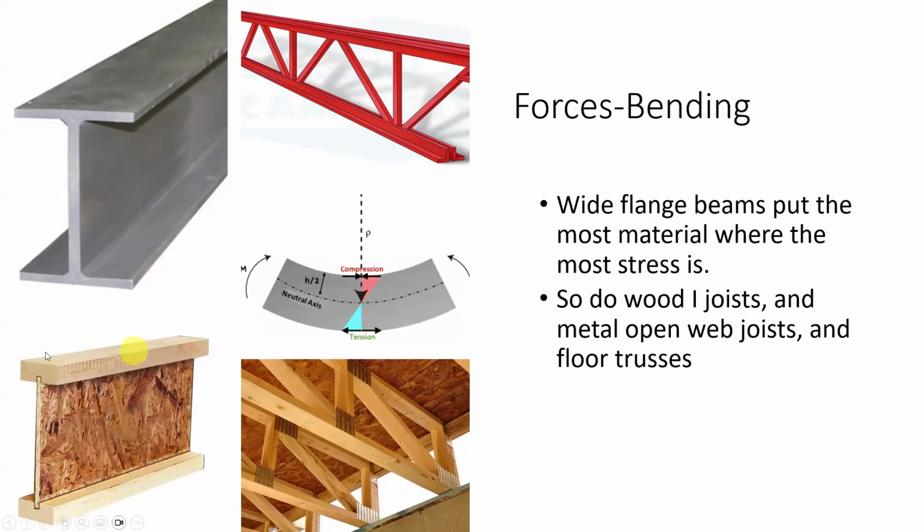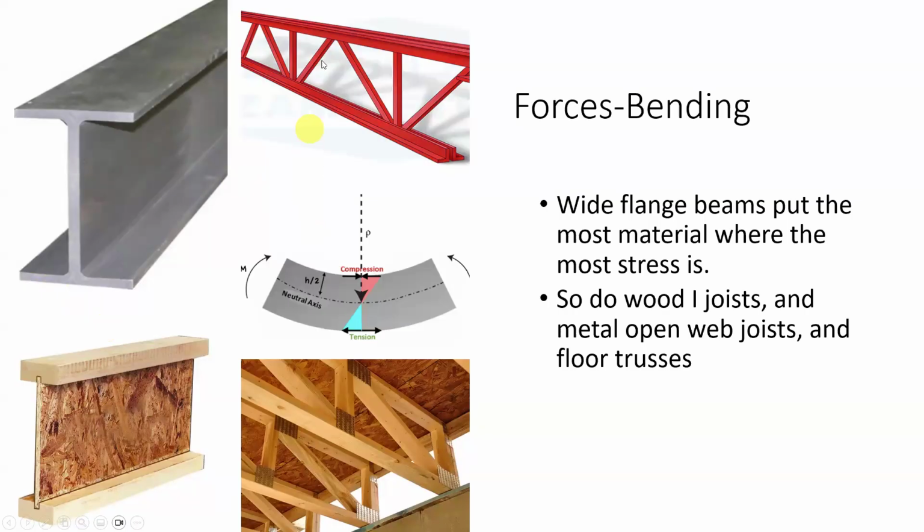Same thing with wood I-joists. They're putting all the material at the top and the bottom because that's where most of the stresses are. And, so those are called flanges. And the part that goes up and down is called the web. And the purpose of the web is just to keep those flanges separated out.